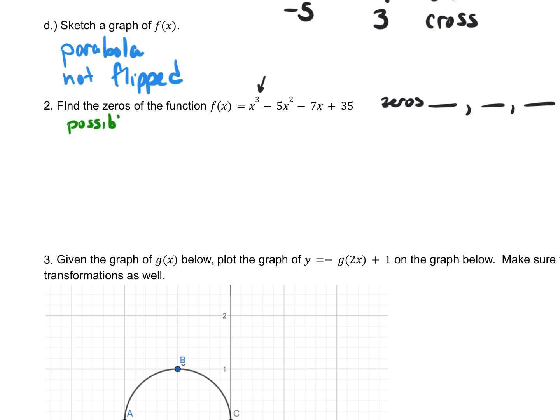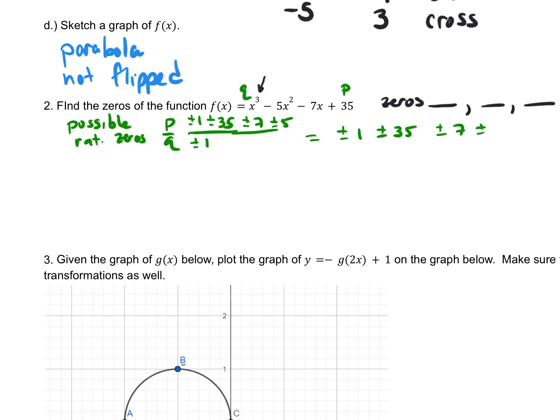So my possible rational zeros are going to be p over q. Now p is factors of the last and q is factors of the first. In this case it's pretty nice because q, the bottom, is just factors of 1, and the top is just factors of 35. So 1 and 35, and 7 and 5. If I divide those, my list is 1 and 35, and 7 and 5.